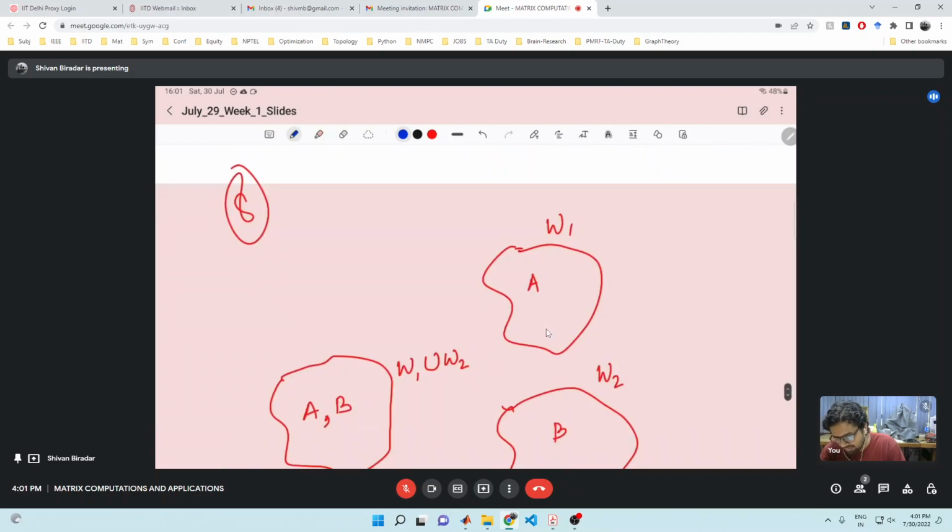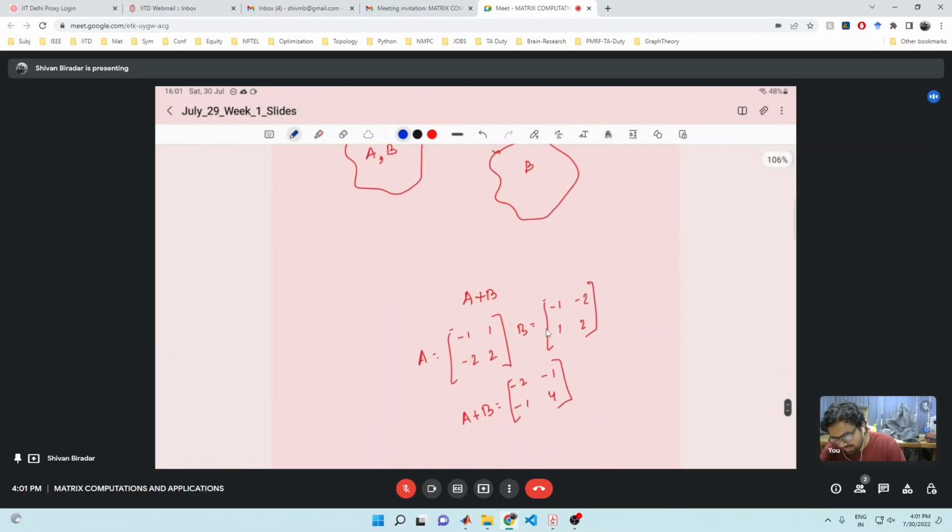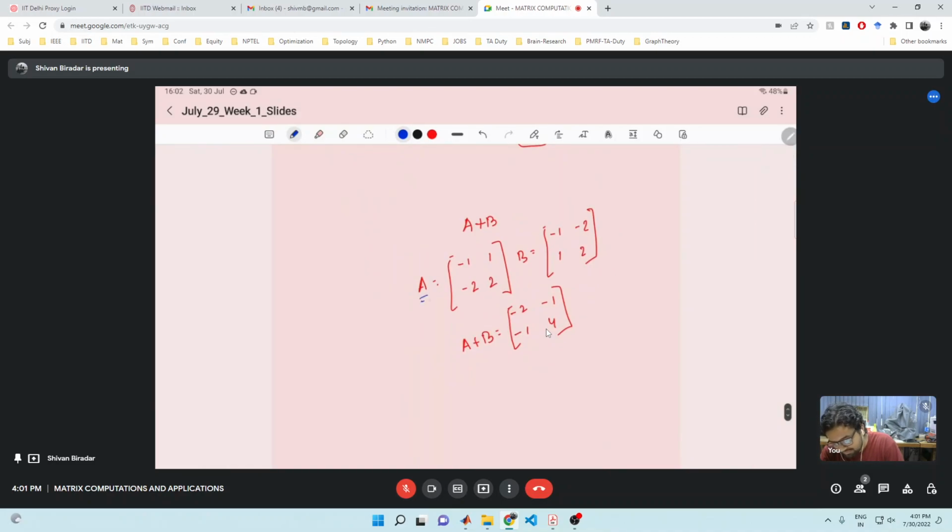So I'll take a simple example here. Let us say that A is this matrix and B is this matrix. A satisfies the row sum property, and B satisfies the column sum property. So if I add these two, I'll get this matrix. So the row sum is not equal to 0.